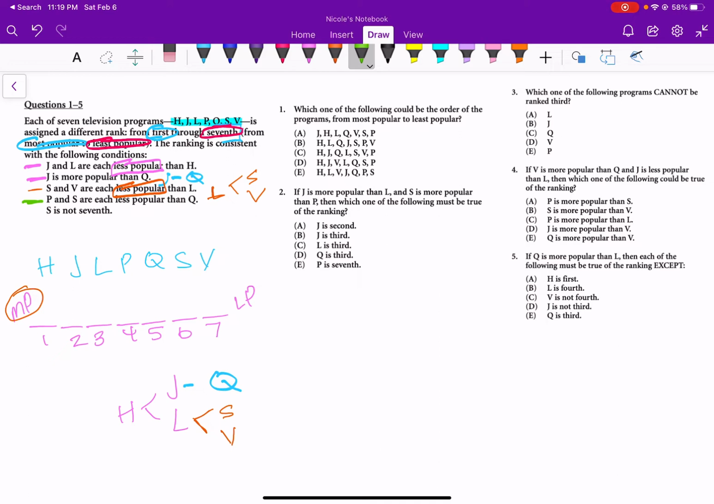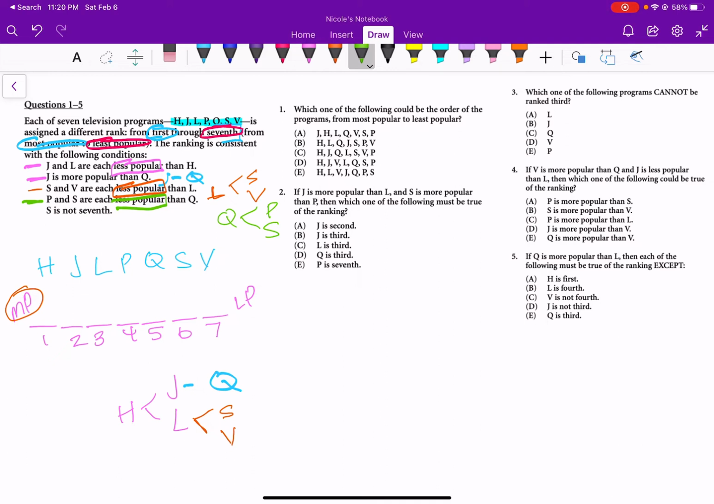All right, number 4, P and S are each less popular than Q. They love throwing this in here, don't they? So if I was to reword this, I would say Q is more popular than both P and S.